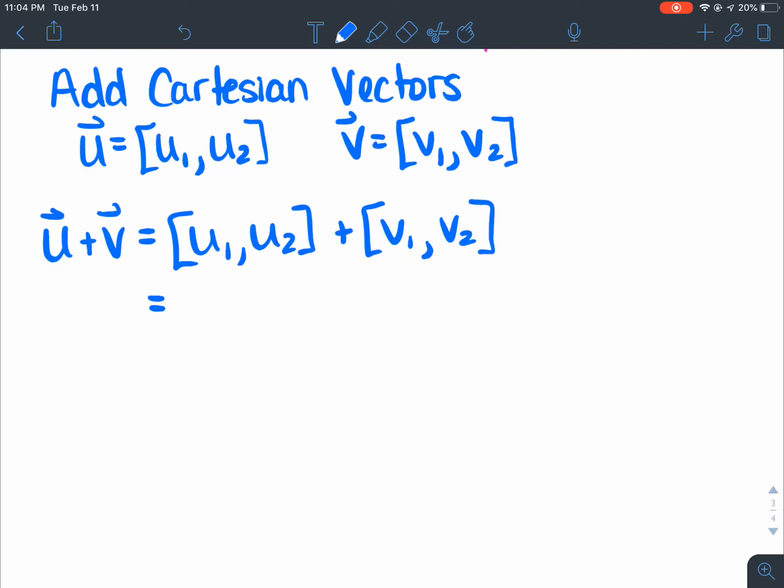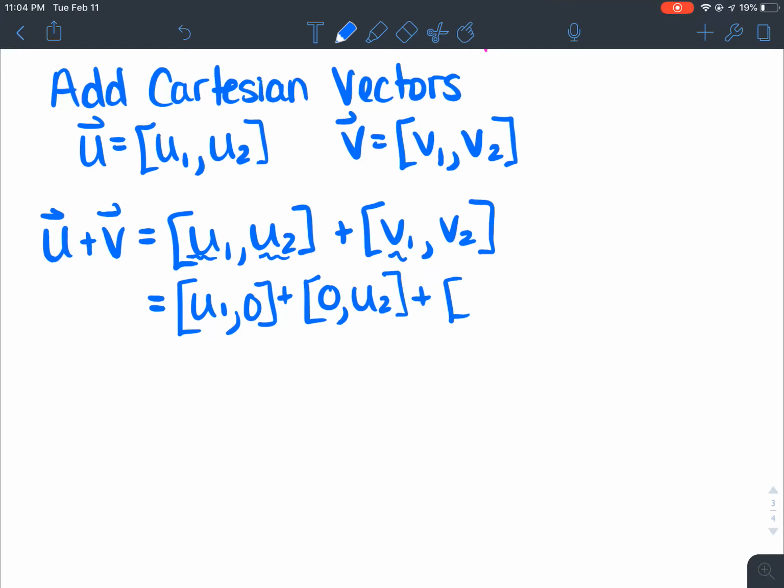Here's how we could, I guess, prove how we add vectors together. So this is just a little proof, and I'm going to use unit vectors to do it. So first let me split this up into components. If I wanted to represent this, I could write that as u1, 0, plus I could write this one as 0, u2, plus I could represent this one as v1, 0, and then the next one as 0, v2. So I could split it up like that.